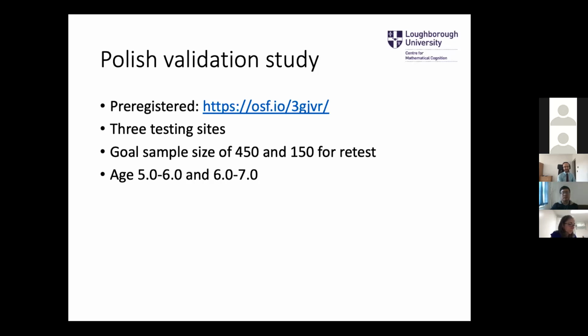So we collected data in these three cities, and the goal sample size was to have 450 children altogether and 150 for the retest. It seems that we reached this goal, and we're mostly interested in age 5 to 6, but then also 6 to 7 would be potentially interesting. And our goal and our idea was just to build percentile and standard norms for this instrument for Polish children.